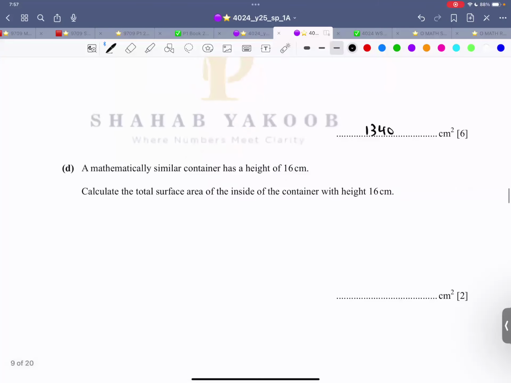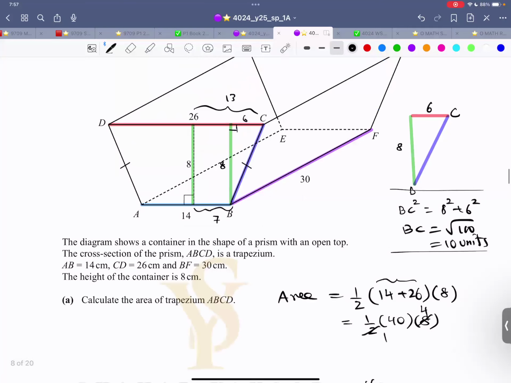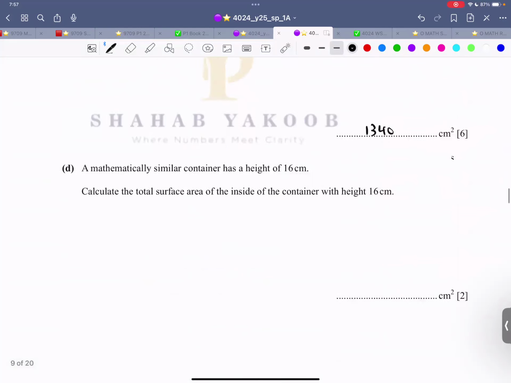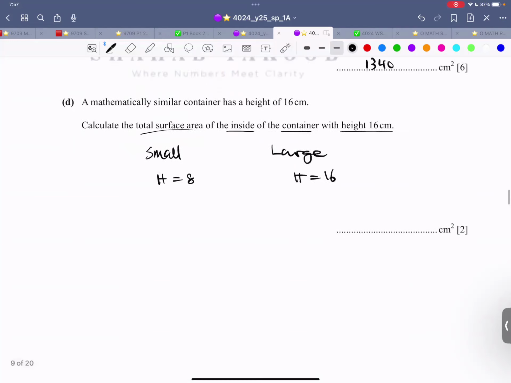A mathematically similar container has a height of 16. What is the height of this container? The height of the container is 8. And that would be 16. So small, the height is 8, large, the height is 16. Calculate the total surface area of the inside of the container with the height 16.